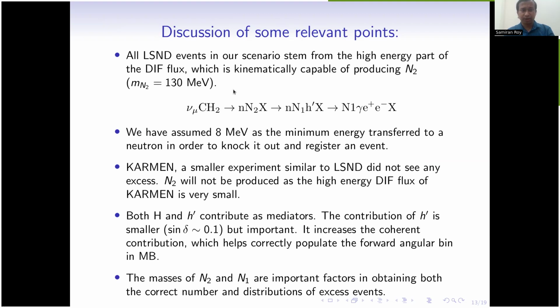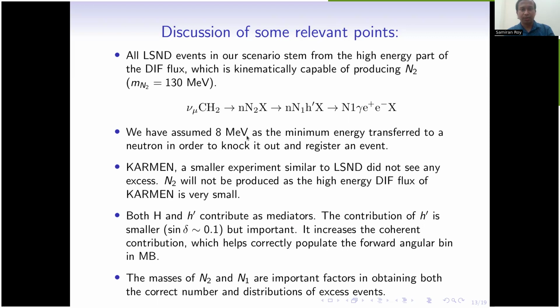So for LSND, the process will come mainly from the DIF flux. So a mu comes in and knocks out one of the neutrons in the final state, and it produces N2. This N2 decays to N1 and H prime, and H prime decays to an e+ e- pair. And this neutron is captured by the free hydrogen and produces one gamma. So the signal looks like inverse beta decay.